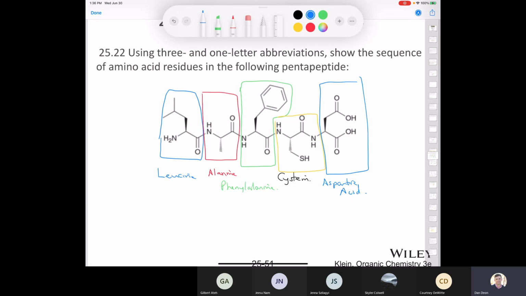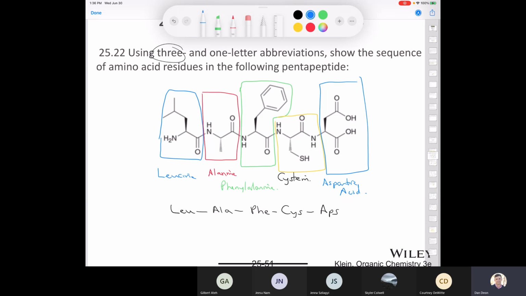So what are the three-letter abbreviations? Well, let's write it out. We have LEU, ALA, PHE, CYS, and then we have ASP. That's the three-letter abbreviation. So we get that one done.